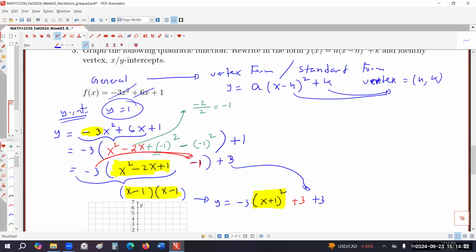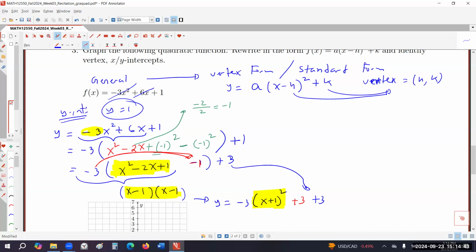Do you see that? Is there anybody who does not see why -1 turns into +3? Come on, guys, don't be like statues. You're a human being. Talk. Response.